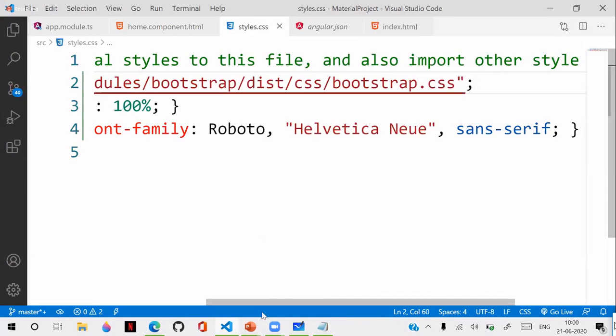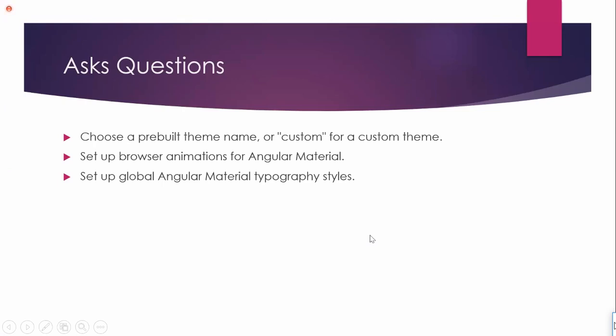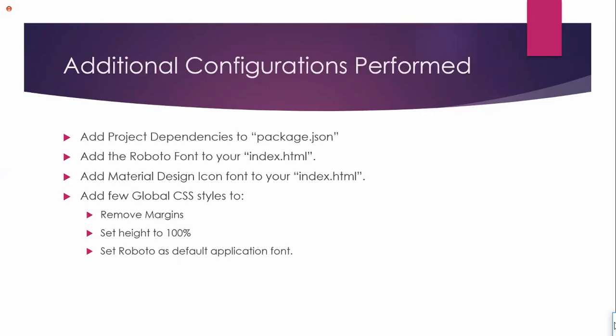You can see that when you have installed Angular Material, it will add many things. It will add all the project dependencies into package.json, and it will add a special font called Roboto into your index page. And it will add the Material Design icon font also into the index.html page. And it will add some global CSS into styles.css. These are all the changes it is going to make in your project.